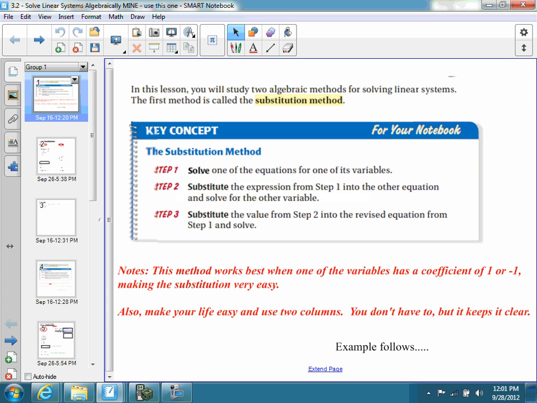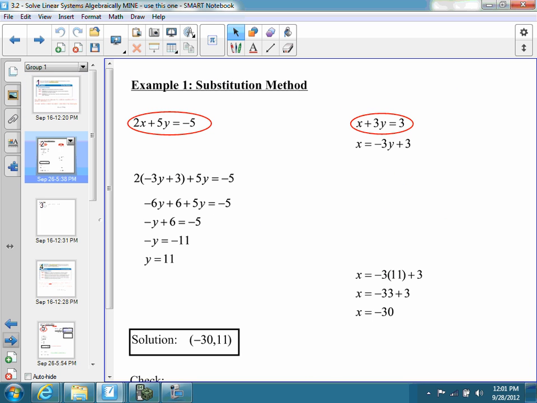One is the substitution method. It tells you here that I'm going to solve for one of the variables in one of my equations, and then I'm going to take that and plug it into the other equation. This is a nice way of writing it, but it's much better to look at an example. So let's look at an example.